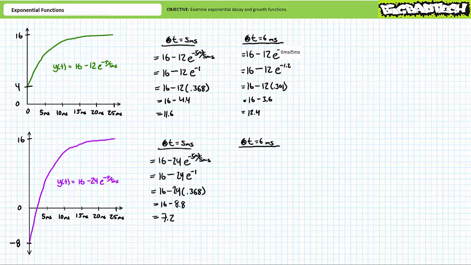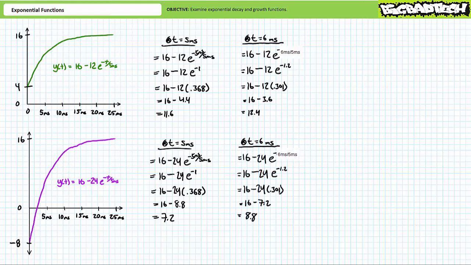When t equals 5 milliseconds, we substitute 5 milliseconds into our equation. The ratio t over tau, 5 milliseconds over 5 milliseconds, is 1, meaning we're one time constant into our analysis. E raised to the negative 1 is 0.368. 24 times 0.368 is roughly 8.8. 16 minus 8.8 is roughly 7.2.